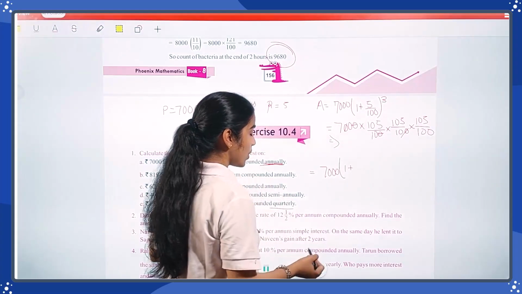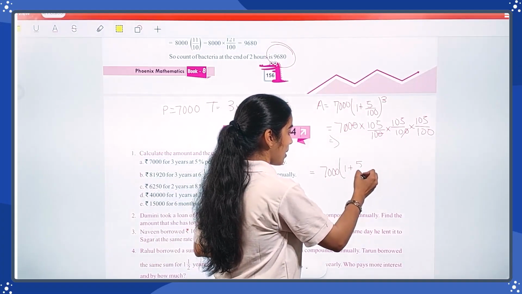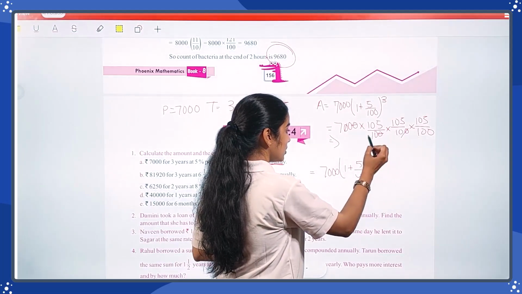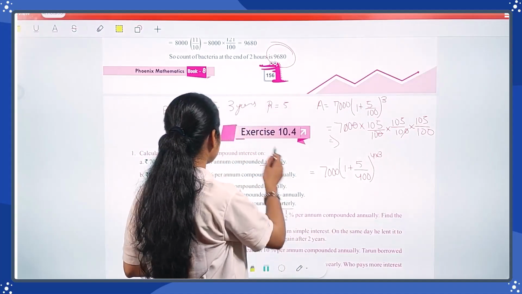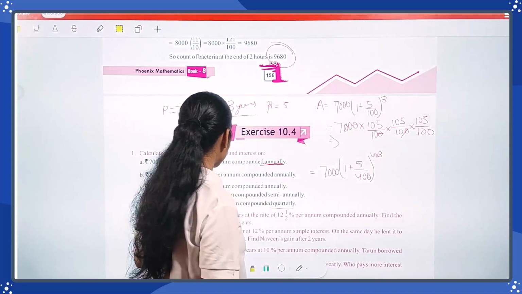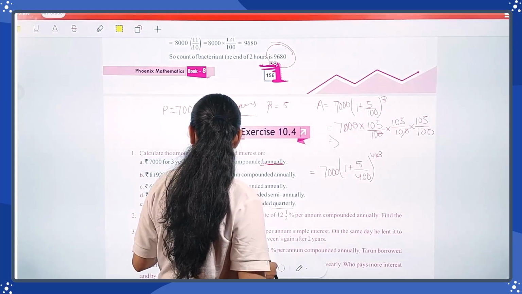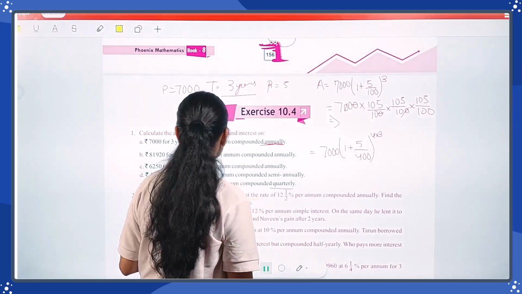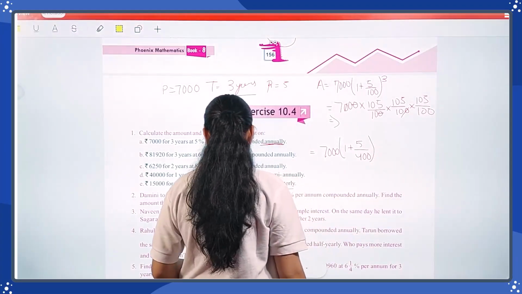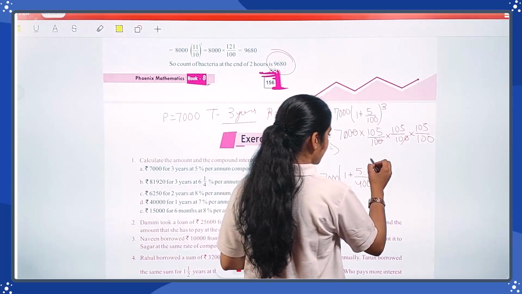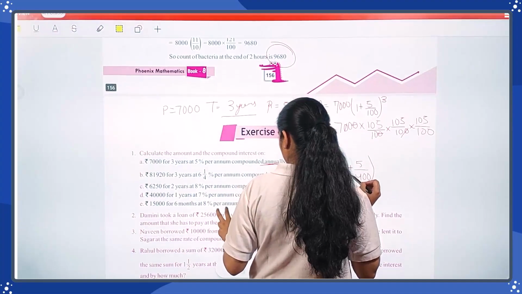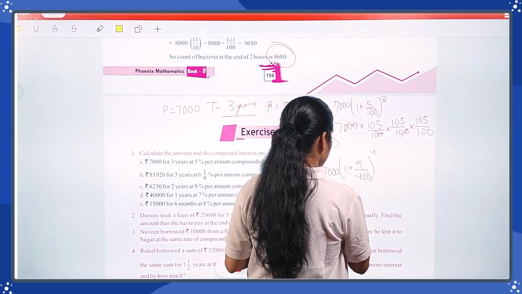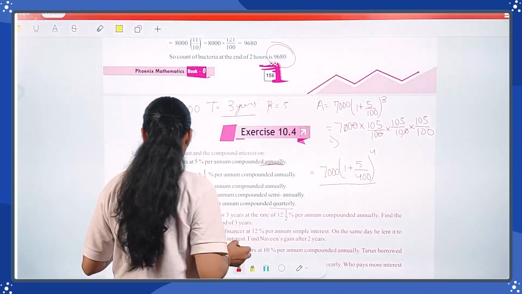7,001 plus quarterly, which means 5 upon 400, 4 multiplied by 3, because you have 4n and n is equal to 3 years. So 4 multiplied by 3. For 6 months, it is half yearly, so half multiplied by 3 by 2. You have to add those semi-annually. So you just have to solve this question and you get your answer.